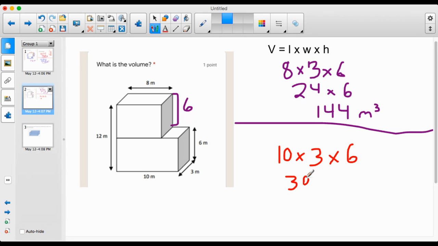I have 30 times 6, and I know that I can use my shortcut here where I go 3 times 6. That's 18. And then I tack my 0 on the back. So I get 180 meters cubed. Now all I have to do is add up my 2 amounts. This time I'm going to take the time to stack them for you so you can see me do it.